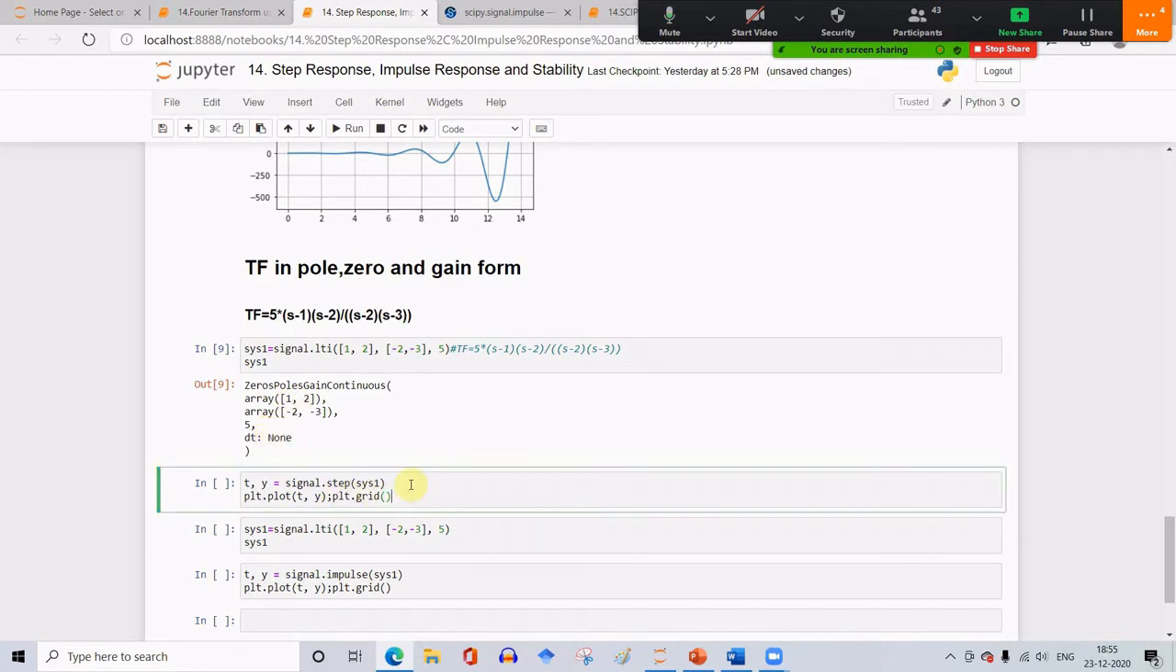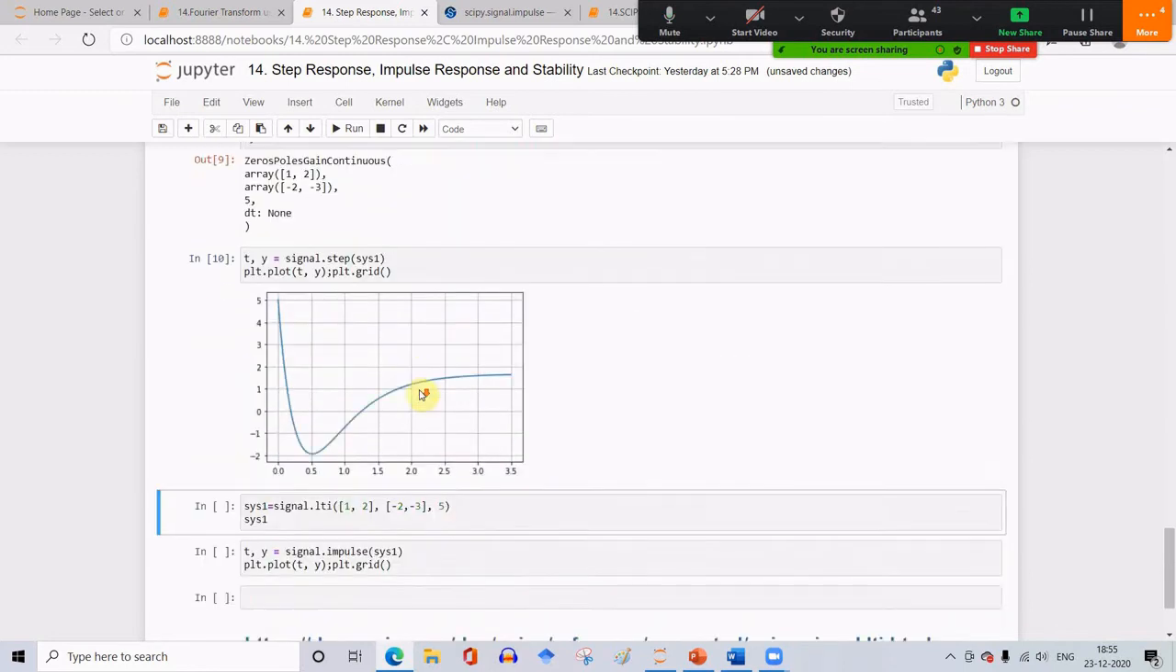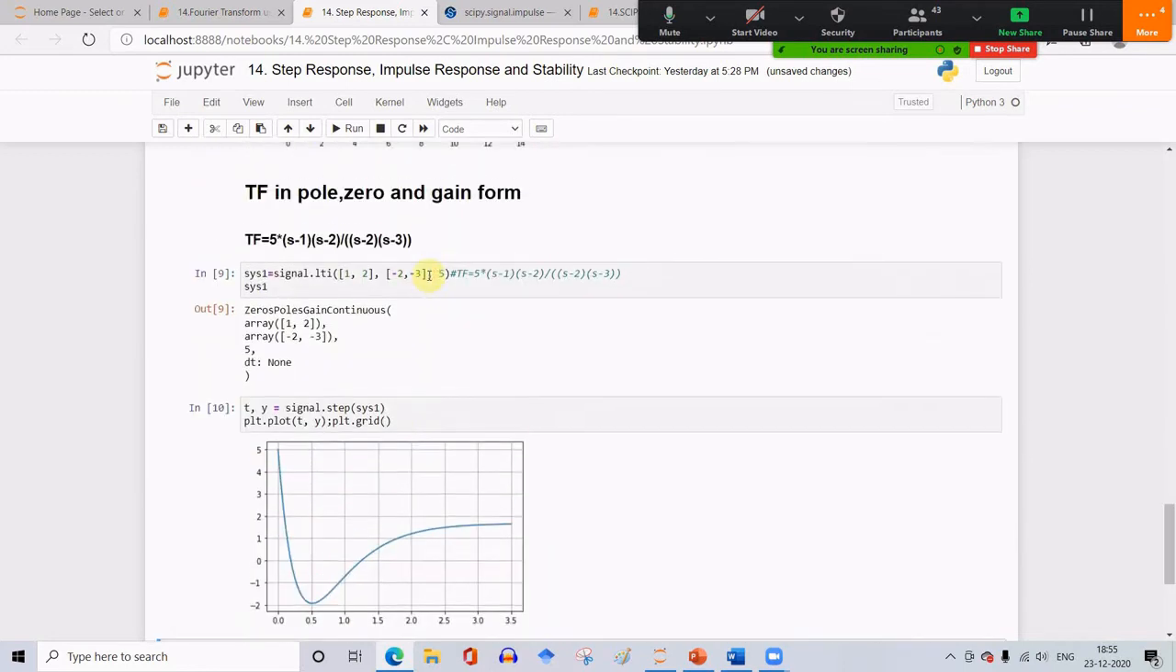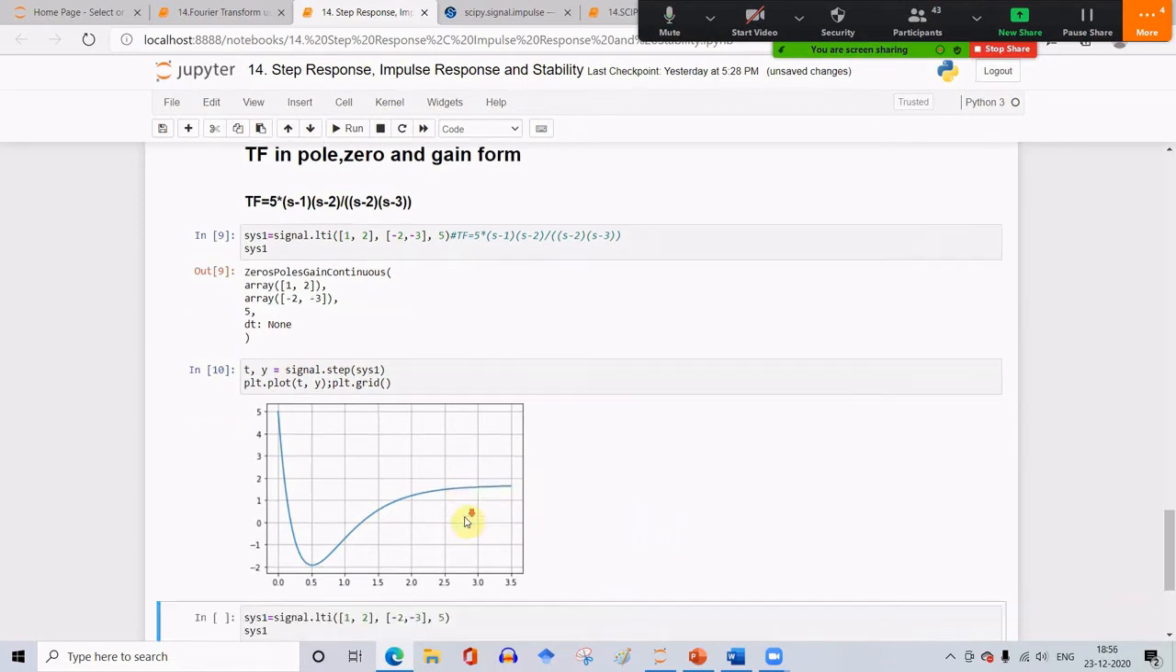And take the step response of this. You find here that the step response starts at 5 because the gain is 5, and it is oscillating and then finally settling to 1 with some steady state error. So it is not going to 1 exactly, instead it settles near 1.